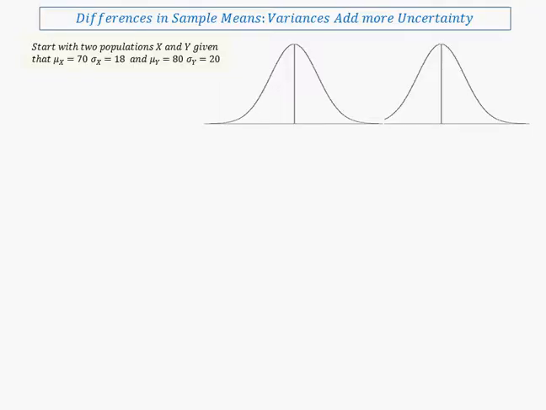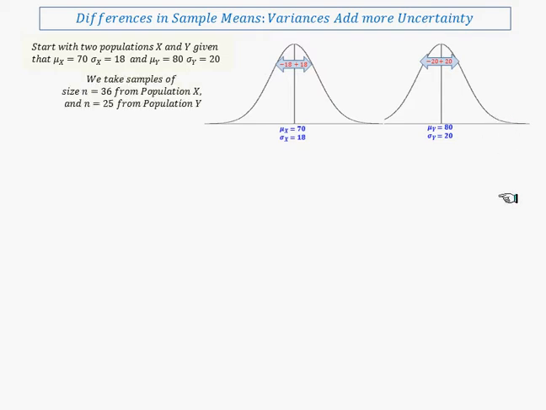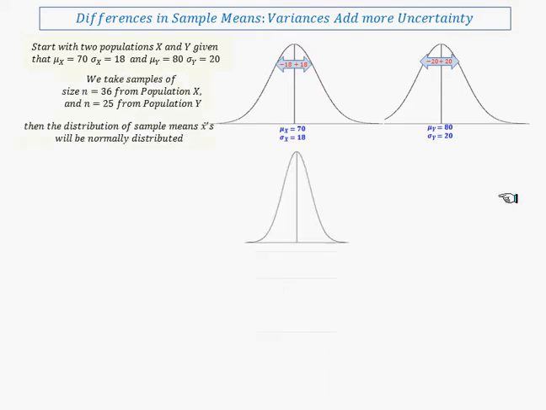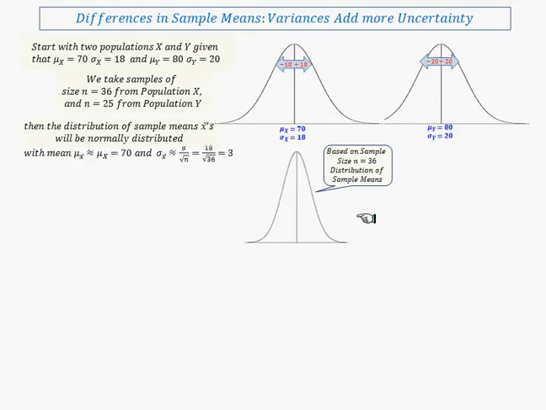Now we're going to review the material from the video 9.1. We start with two populations. We call them X and Y, with mean 70, standard deviation 18, and for Y, mean of 80, standard deviation 20. Now these are populations. Under repeated samplings of 36 from population X, they'll be normally distributed with clustering around 70, and standard error given on the screen is 3.0.